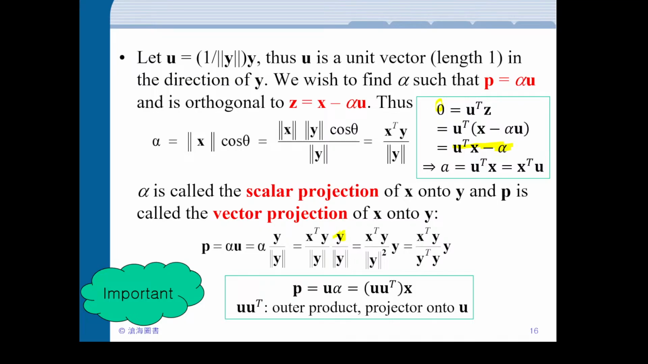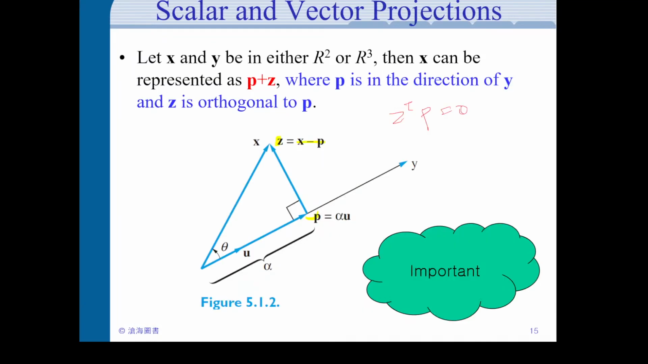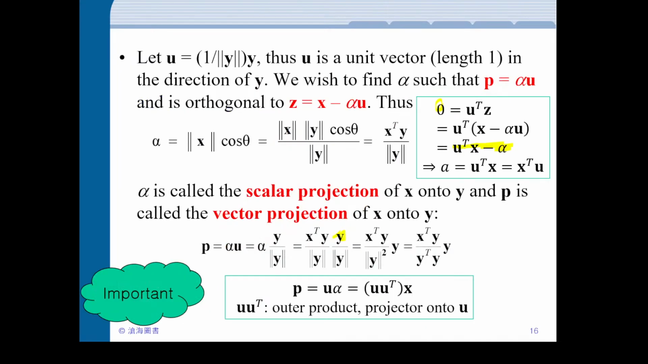Because remember, p should be a vector that has y direction, so it should be y multiplied by some number. So we have a y vector here, and the other things are just numbers, and those numbers are x inner product with y divided by the length of y squared. And if you want to write things more in terms of inner product, then you have this vector y multiplied by the inner product between x and y divided by the inner product between y and y. And that's a formula.